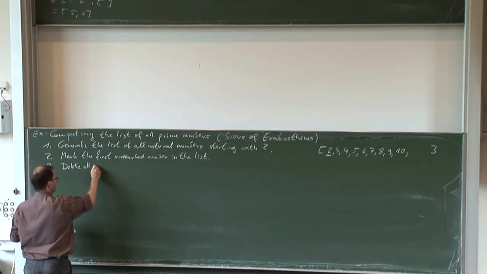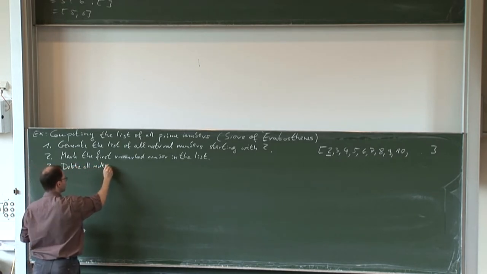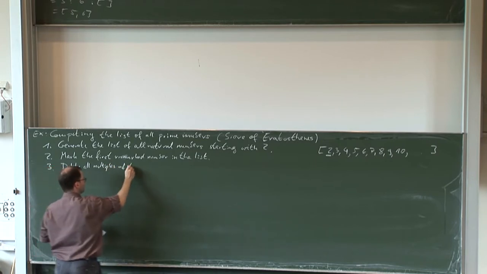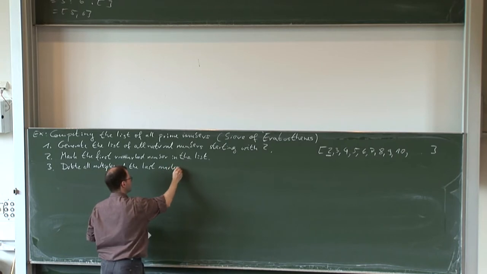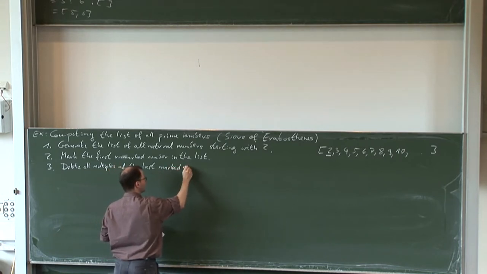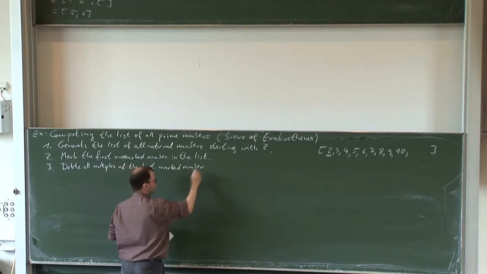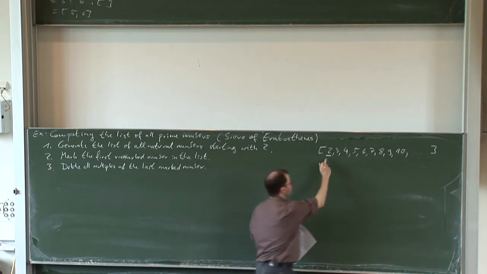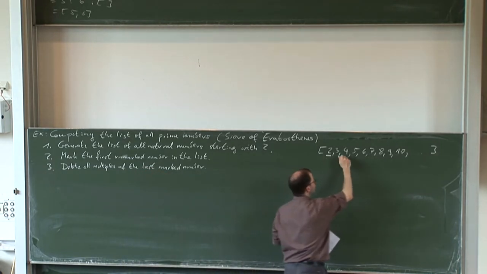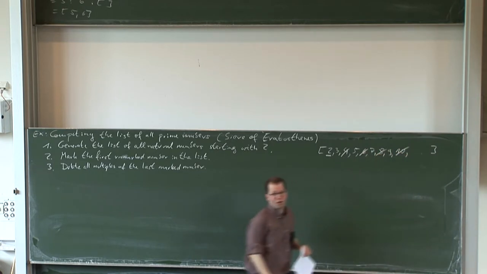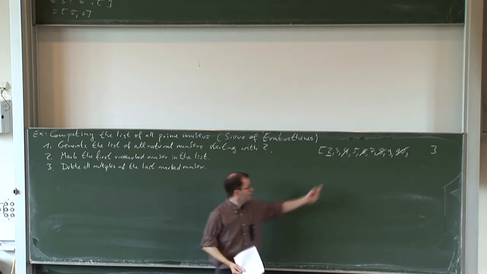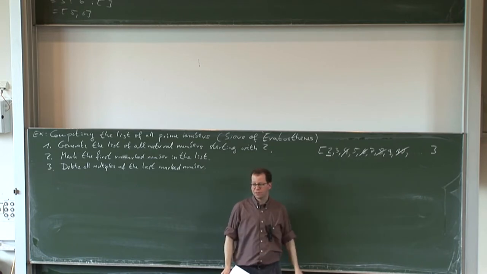Delete all multiples of the last marked number. Okay, so in our example, all the multiples of 2 are deleted. So we delete 4, 6, 8, 10. These are not prime numbers because 2 is a divisor of all these numbers.